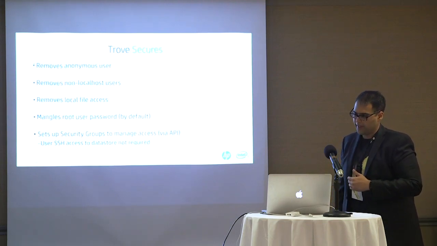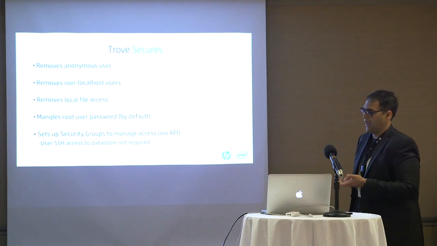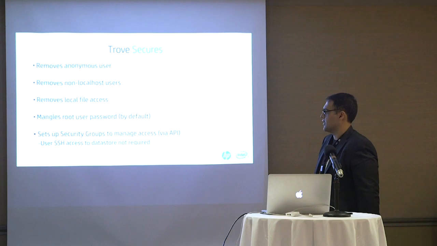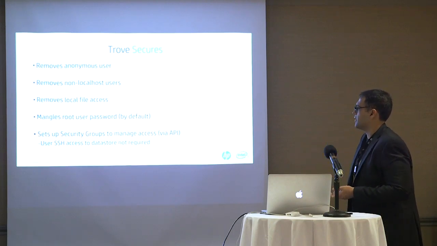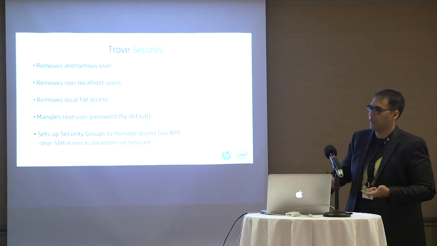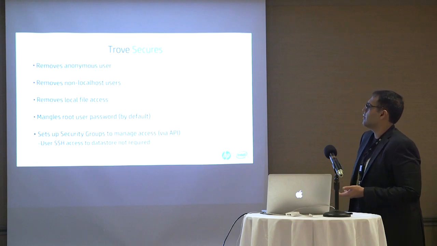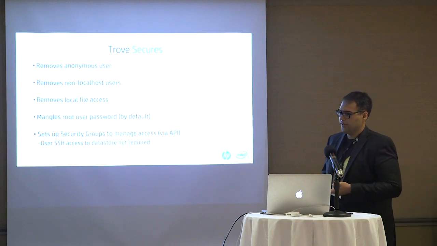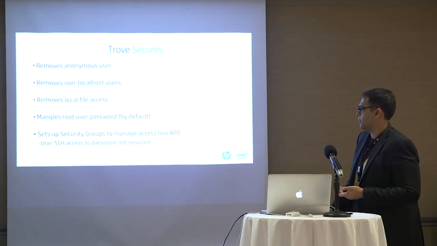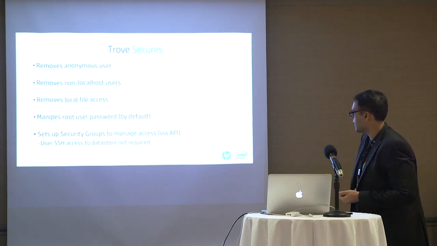And finally, Trove gives you an instance of a secured database. Underneath the covers, Trove is actually securing that data store instance. Some things Trove does by default is remove anonymous users from the database, remove non-local host users, so only users that are explicitly created via the API have access. It removes local file access. If there's a default root password, it mangles the default root password so folks can't connect using default passwords on certain services.